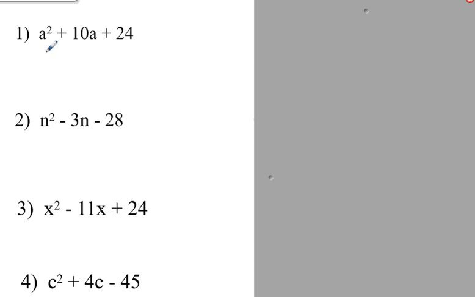Our first trinomial, we have a squared plus 10a plus 24. The first thing you want to look for anytime you're factoring is if you have any common factors among all of the terms in your trinomial. And in this case, we do not have any common factors. That means we are going to rewrite our trinomial as the product of 2 binomials. Beginning with our first term, a squared, we're going to fill in the first part of our answer with a and a. Reason being is if I were to FOIL this problem backwards, a times a gives me a squared.